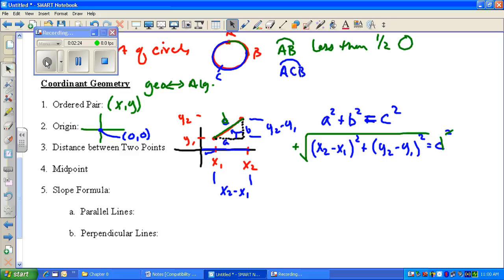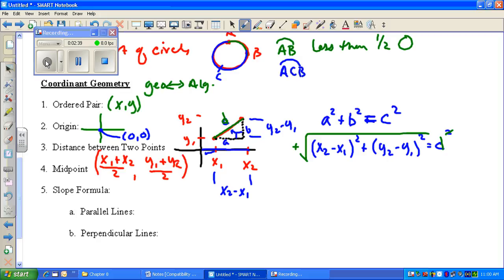Midpoint is halfway between, and a midpoint says, okay, let's take the distance between x1 and x2 and divide it by 2. Do the same thing with the y coordinate, divide it by 2, and that would find me the halfway between point.